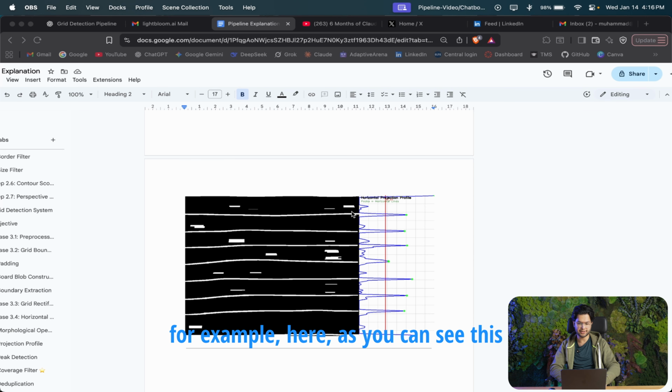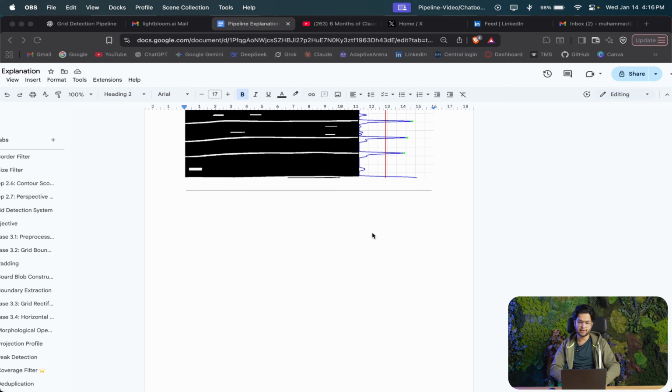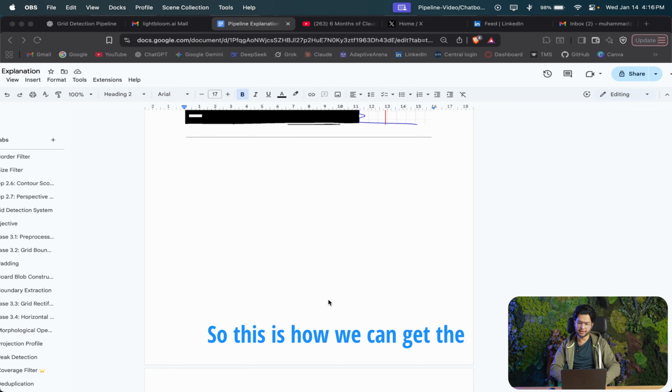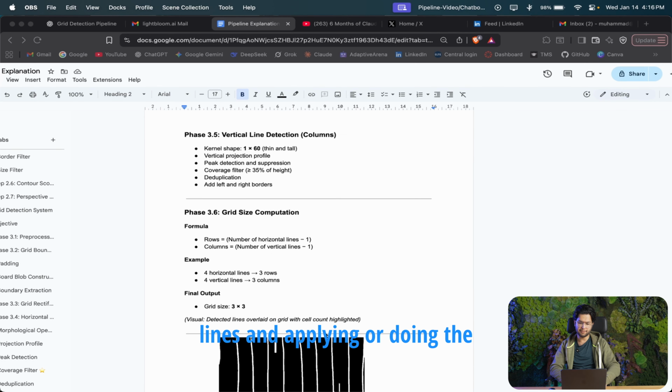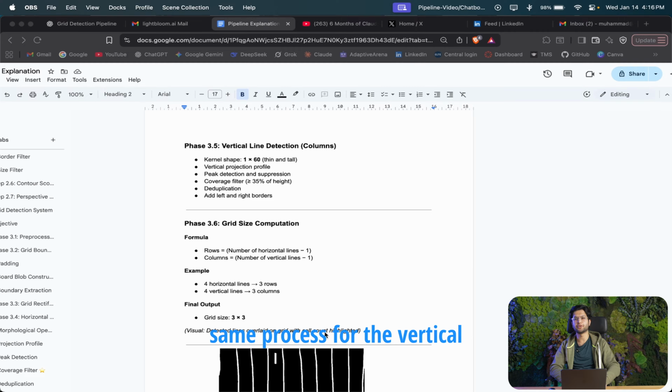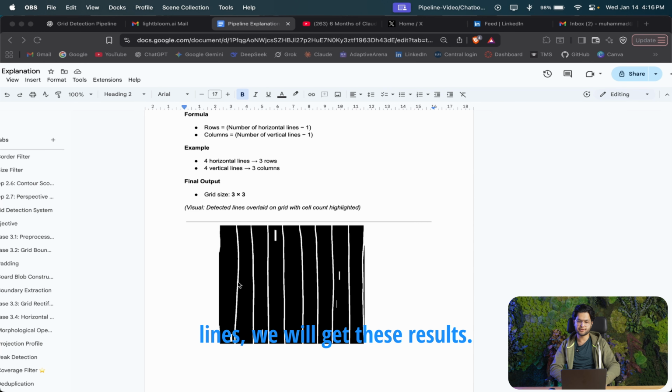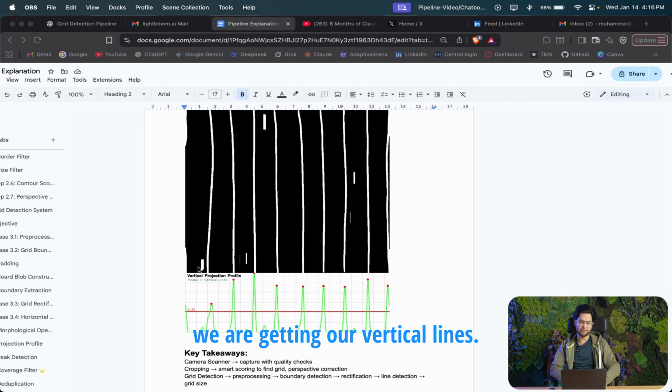For example, here, as you can see in this graph, these lines are small, but we have set a threshold so that we will be considering just the lines that are this long. So this is how we can get the horizontal lines. And doing the same process for the vertical lines, we will get these results, and then applying the threshold, we are getting the vertical lines of the grid. For example, lines reaching our fixed threshold, we will be considering those lines.